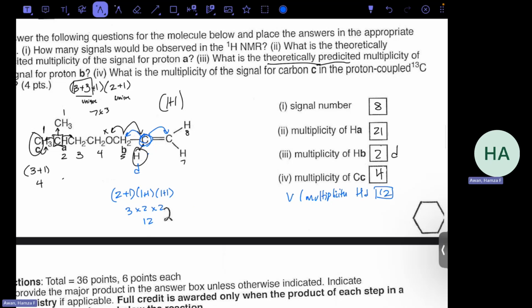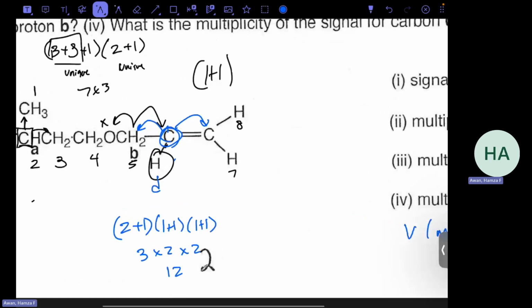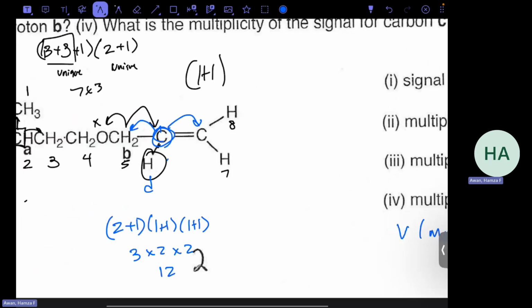We didn't count it there because this time it didn't have a hydrogen attached to it. So even though it was theoretically predicted, the oxygen didn't have anything attached to it. So even if we did count this HB, we would have 1 plus 1 times 0 plus 1, right? Because this oxygen isn't attached to anything. So we would still have 2.